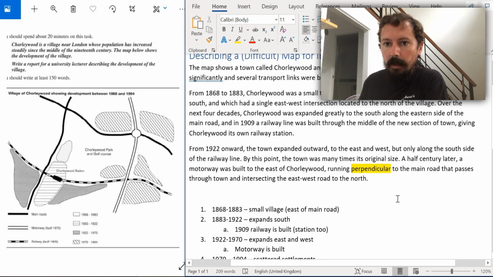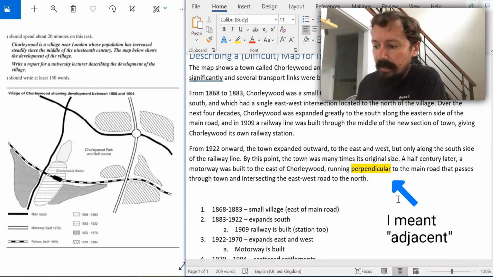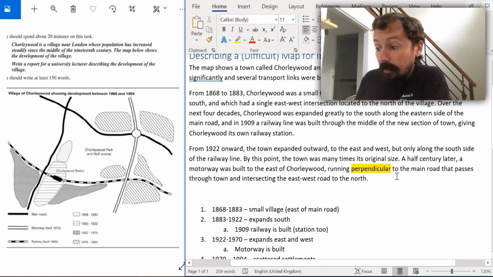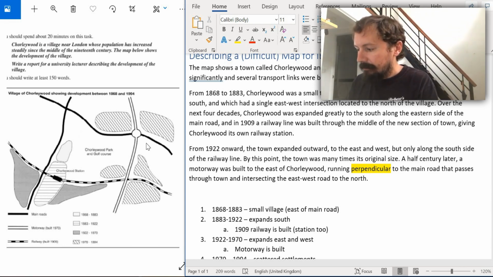It's an interesting word. It means these two things are parallel and they're going along the same line as each other. Running perpendicular to the main road that passes through town and intersecting the east-west road to the north. So that is here, it is where it is intersecting. I guess this is a roundabout, but we don't know. It doesn't say, so I would not write that, even though it does seem pretty logical that it could be. Okay, we'll move on.